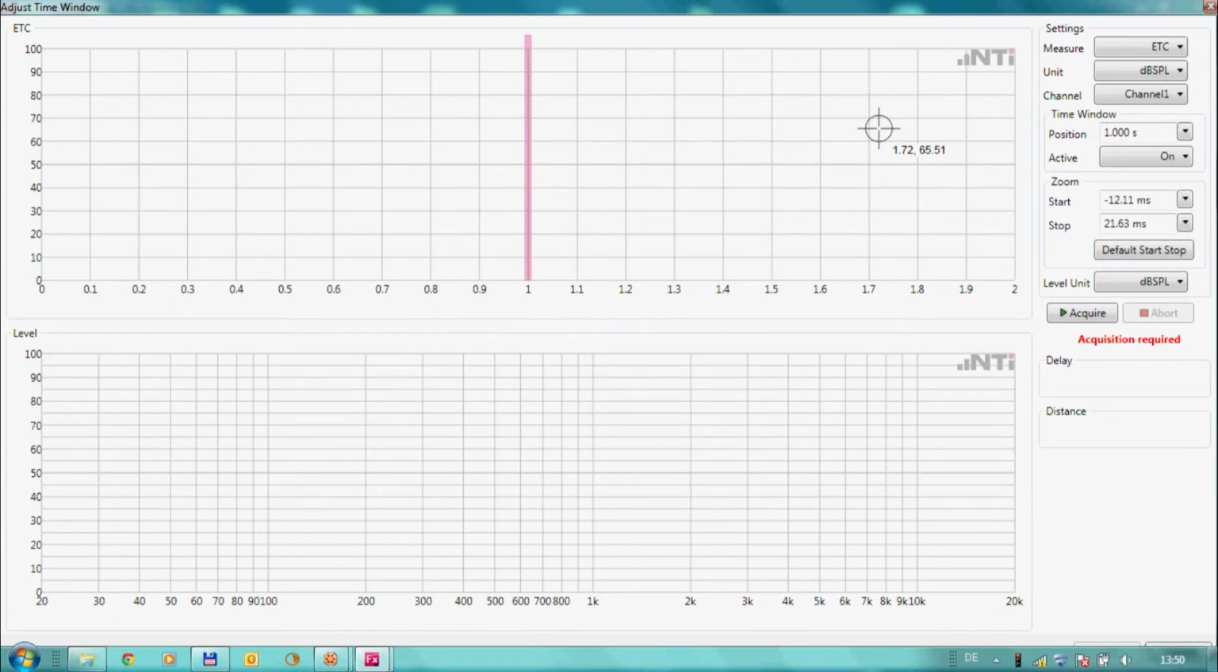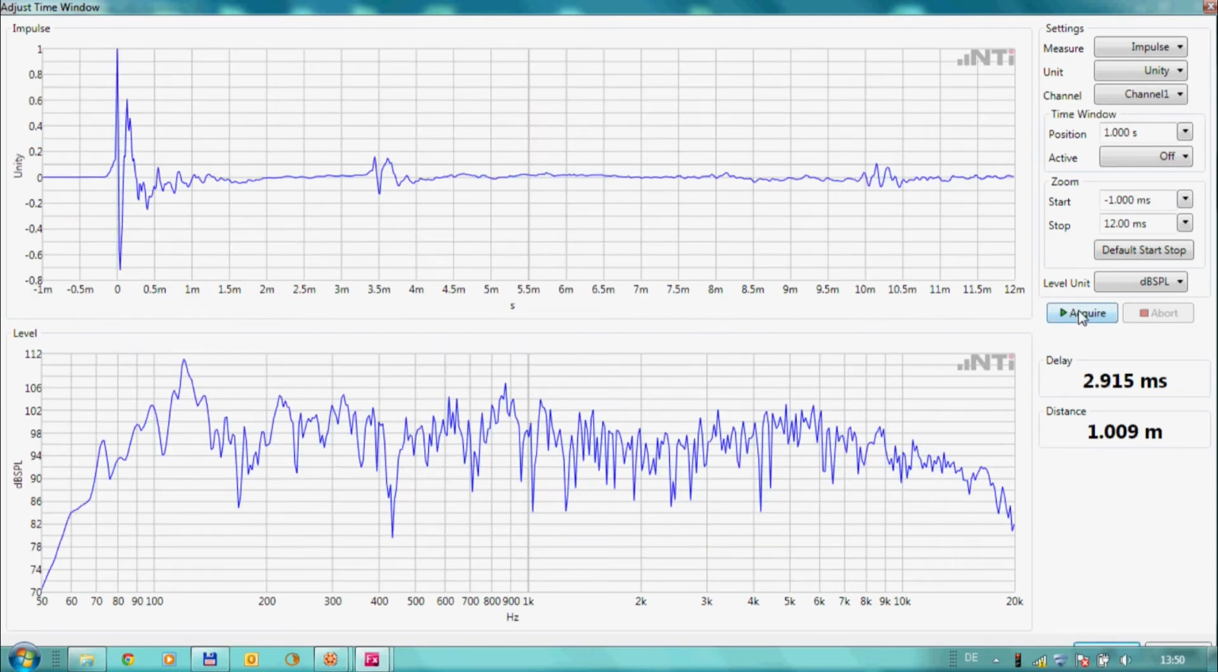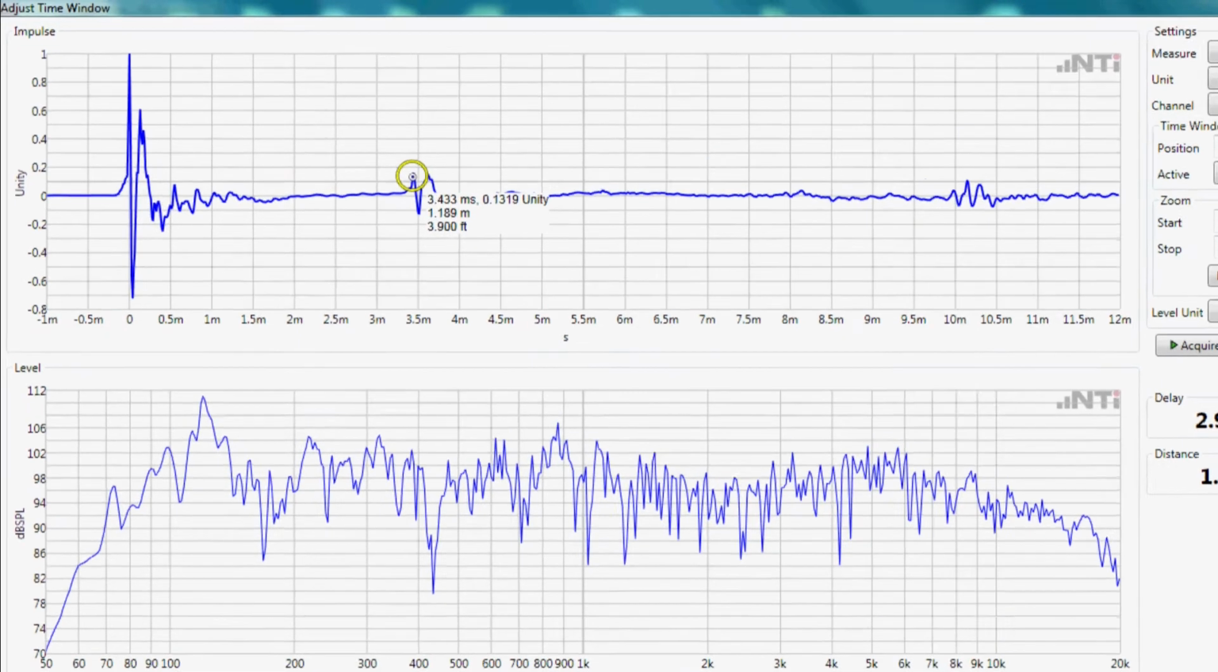In the adjustment panel, we display the energy time curve, ETC, or the impulse response of the acoustical system. In the lower graph, we display the acoustic frequency response. Let's start by acquiring the impulse response. The impulse response measurement is normalized, so that the main peak occurs at 0 milliseconds. This helps to identify the time when the first reflection kicks in.